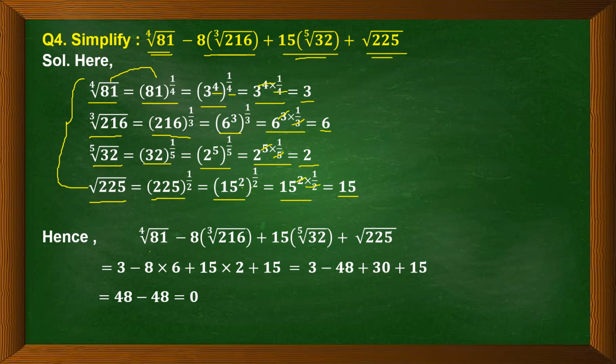Now over here, the entire expression consisting of minus and plus can be written, in its simplest form, as 3 minus 8 into 6. Then we have plus 15 into 2, then plus 15. Further simplify it, 3 minus 48 plus 30 plus 15. Now add all the plus terms. So 3 plus 30 plus 15 is 48, minus 48, which is equal to 0. So 0 is the answer.